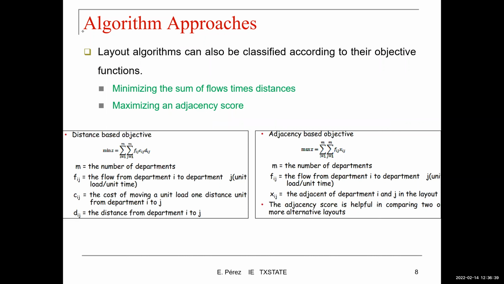So here are the two objective functions that I was mentioning. Algorithms can be classified according to the objective functions: minimizing the sum of the flow times distances, and maximizing the adjacency score. So we want to put together those departments that have more interaction. If we are solving the problem by maximizing an adjacency score, we might not get the same solution as when we solve by minimizing the sum of flow times distances. Those are two different objective functions, and the resulting layout is going to be based on that type of objective function.